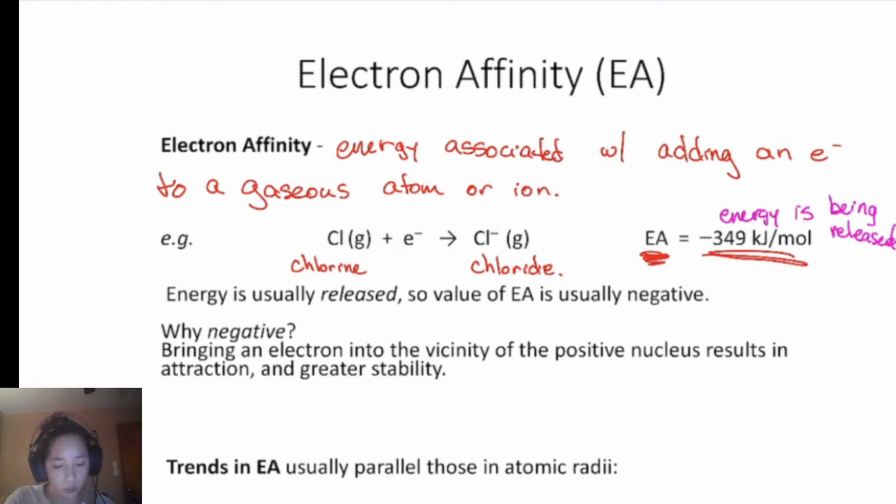Well, it's because when we bring an electron in the vicinity of a positive nucleus, there is an attraction. So there's a stability when we bring an extra electron to the atom. So energy is released because now this chlorine is becoming more stable as a chloride. So chloride is more stable than just a lonely chlorine atom. We don't typically see chlorine just Cl out in nature. If we see a chlorine atom of some sort, it's going to be a chloride. All right.